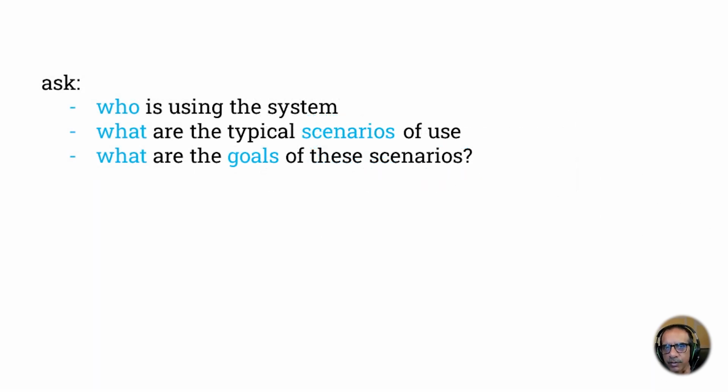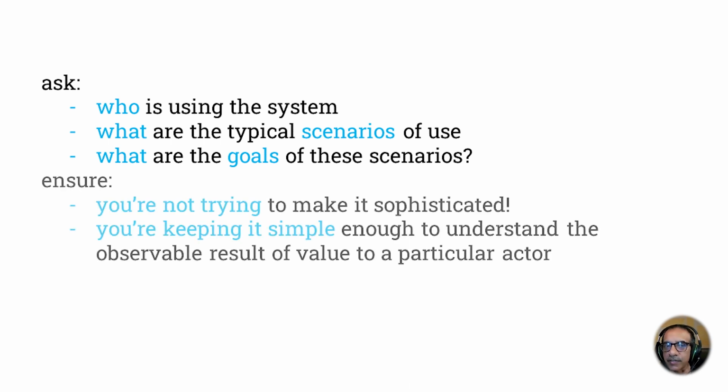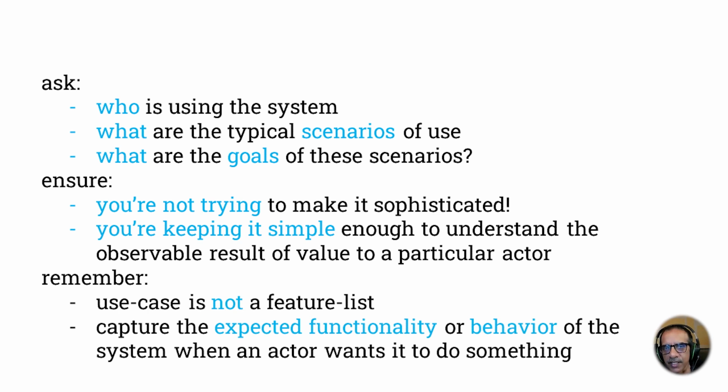Before we start working on UML use case diagrams, we need to ask about the actors, the typical scenarios, and what the goals of these scenarios are. We need to ensure that we are not trying to make it a very sophisticated, detailed diagram. We just need to understand from the diagram what a specific actor is trying to achieve in this scenario. Never forget that a collection of use case diagrams is not a feature list. It captures only certain key scenarios or perhaps only the primary actors to answer one question: what is the expected behavior of the system, or what does the actor want from the system?